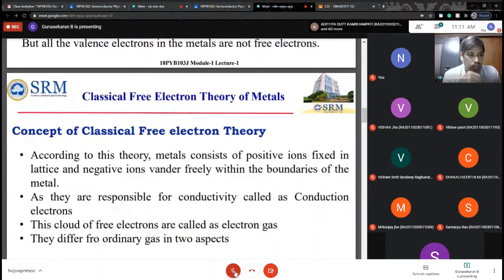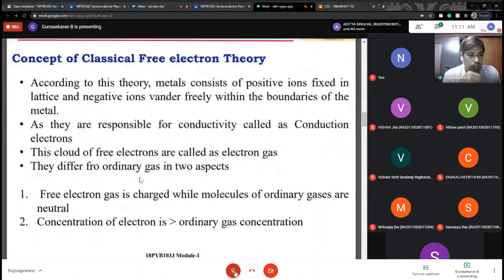See here, according to this, the metal, as I already told, consists of positive ions fixed in the lattice, and negative electrons that are very free to move within the boundaries.